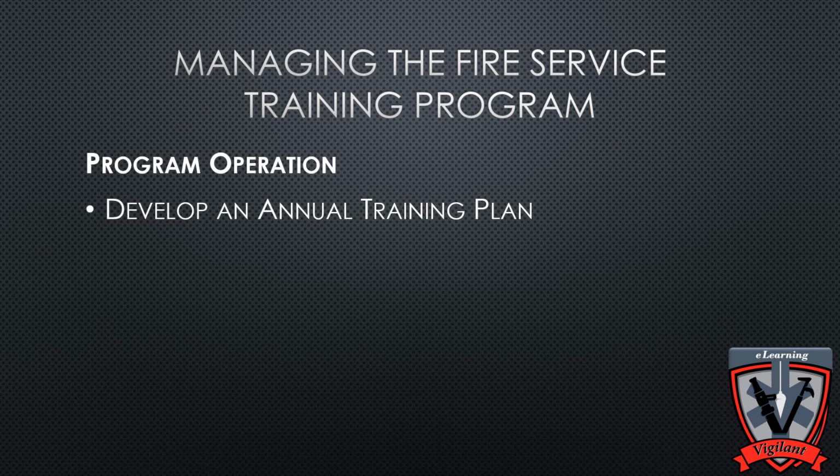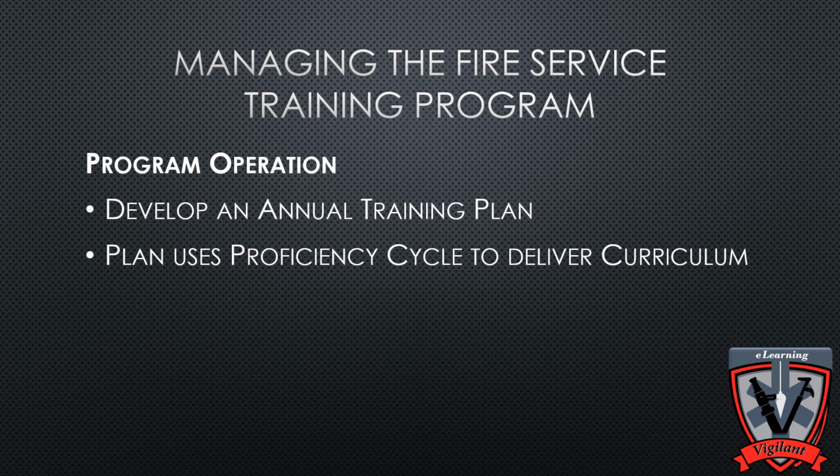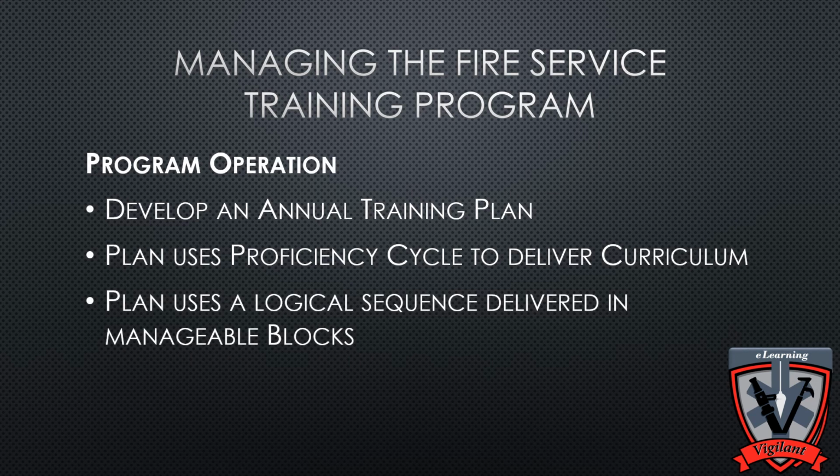So we take all of our requirements, all of our lessons that we've developed with the understanding that we're going to train, we're going to drill, we're going to perform or apply it in an evolution, and we develop an annual training plan. And that training plan basically uses a proficiency cycle to deliver the curriculum that we've developed through the needs that we've identified. And that plan is going to use a logical sequence to deliver all of this training into little manageable blocks. Just like we're trying to manage the fire service training program into small chunks, we're going to deliver that training program to the firefighters in those small chunks as well.